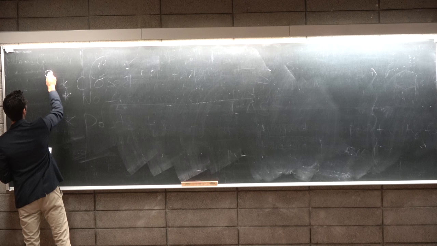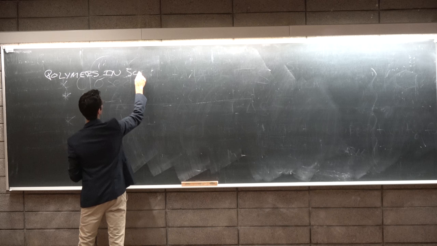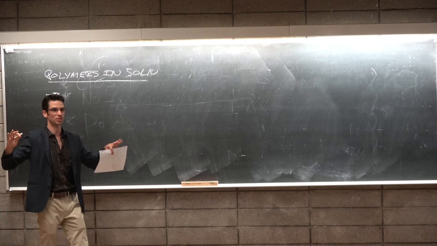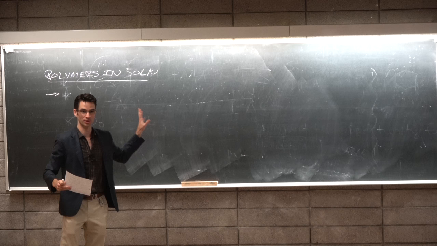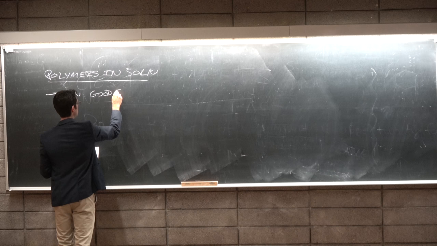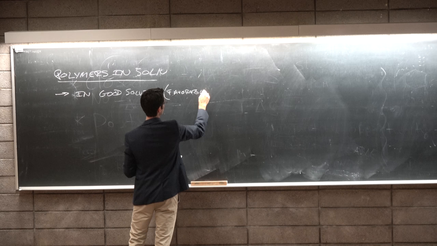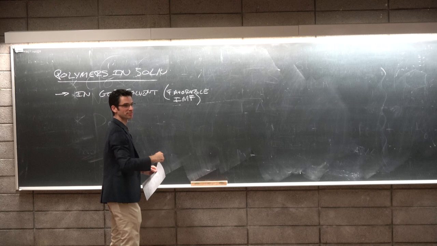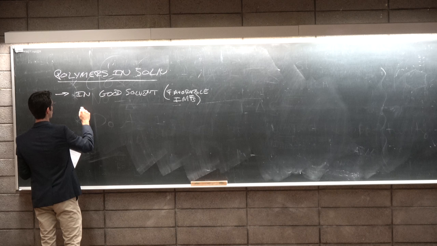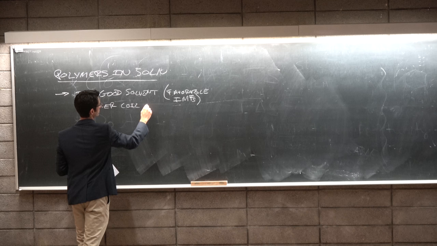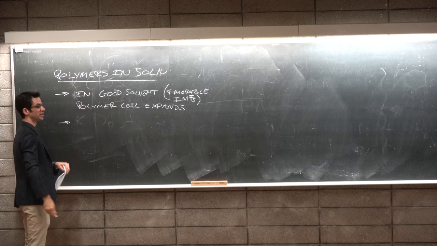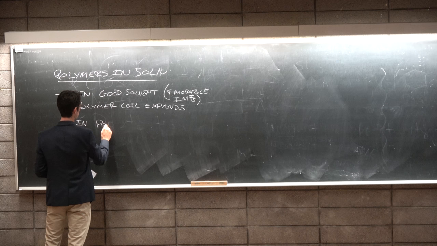Okay, let's think about polymers in solution. These are just a couple of high-level points that I'm going to write down, and by the end of next week, we'll understand why this is. In a good solvent, and this is favorable intermolecular forces, IMFs, a polymer coil expands in order to increase interactions with the solvent. Relative to that, in a poor solvent, it contracts.